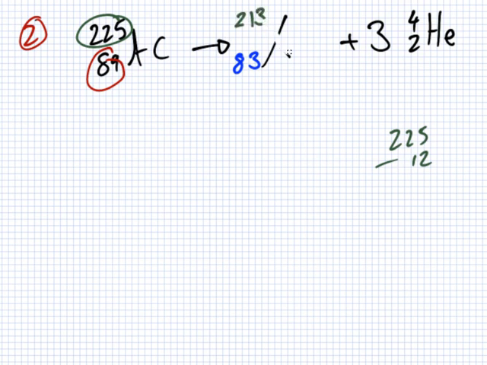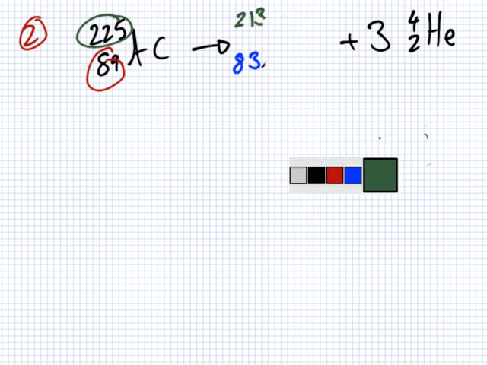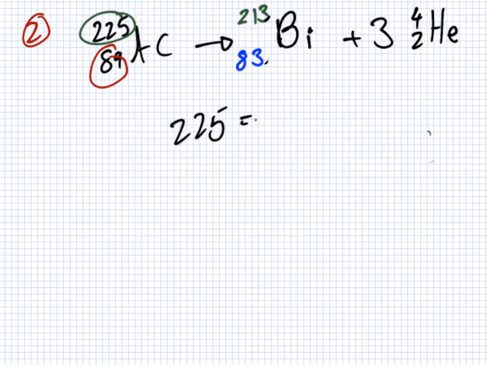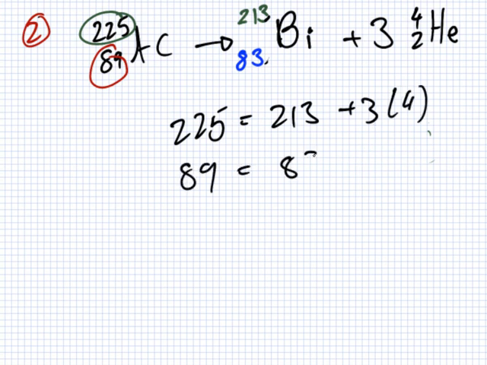So what has atomic number of 83? Bi. Okay. So just double check, 225 equals 213 plus 3 times 4, and 89 should equal 83 plus 3 times 2. Yeah. Okay, so that's number 2 done.